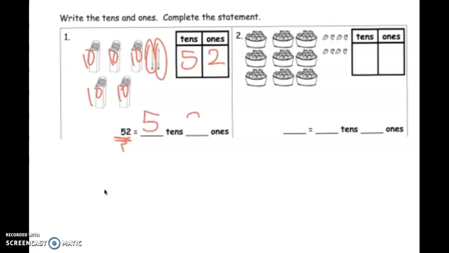So we have 5 tens, 2 ones. All right. So we're looking at it over here in pictorial form. We're looking over here in the place value chart, 5 tens and 2 ones. We're also seeing it in the unit form over here. Let's take a look at number 2.